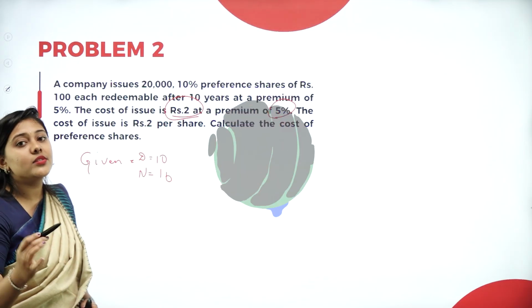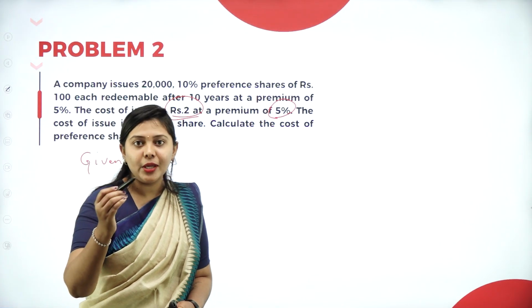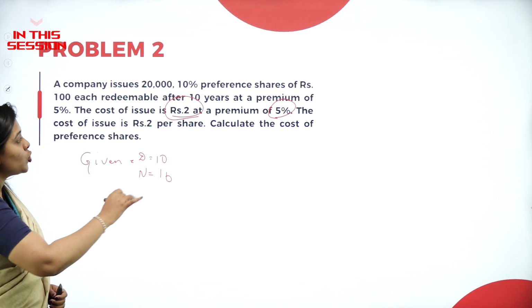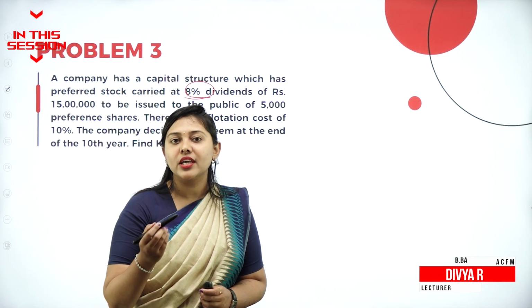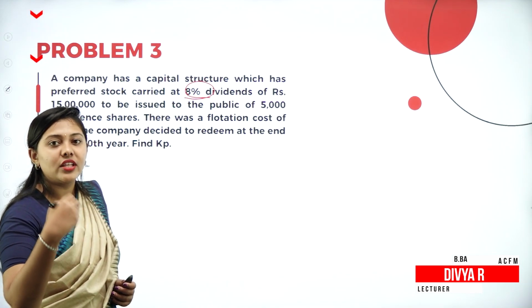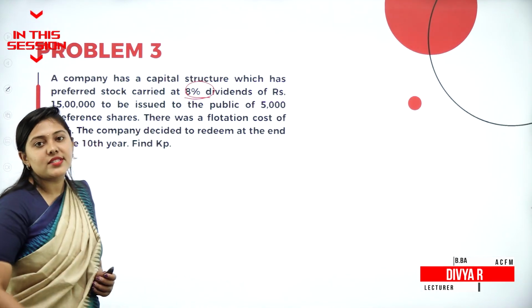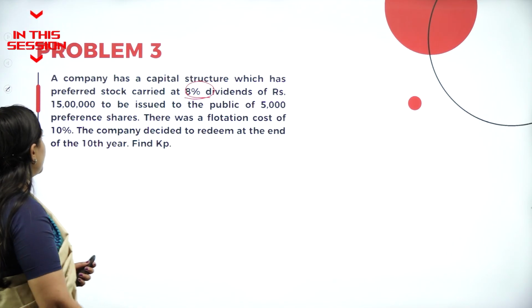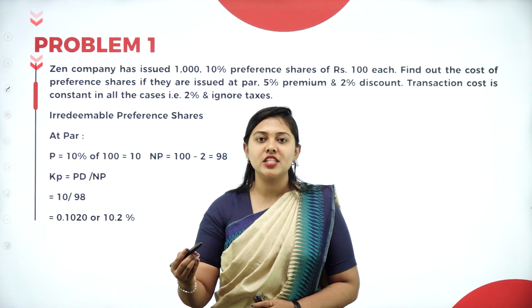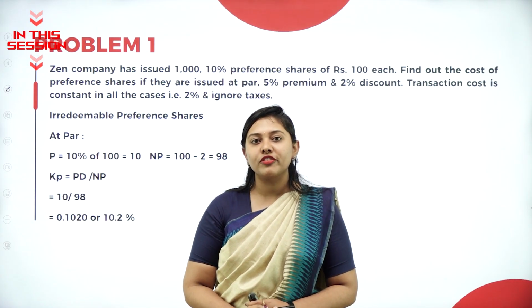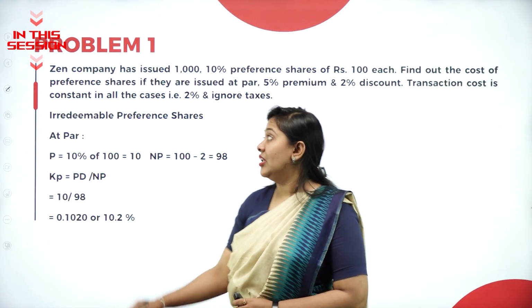So after 10 years, while redeeming, they are redeeming at a premium. So you're issuing at a par. So what is the net proceeds in the question given? 15 lakh. On that 15 lakh, 8% is the dividend given. How do you identify whether it is a redeemable preference share or irredeemable preference share? If the number of years is given, it is redeemable.